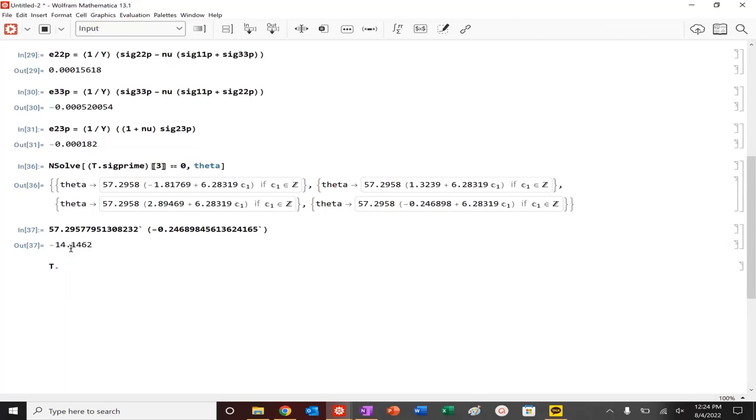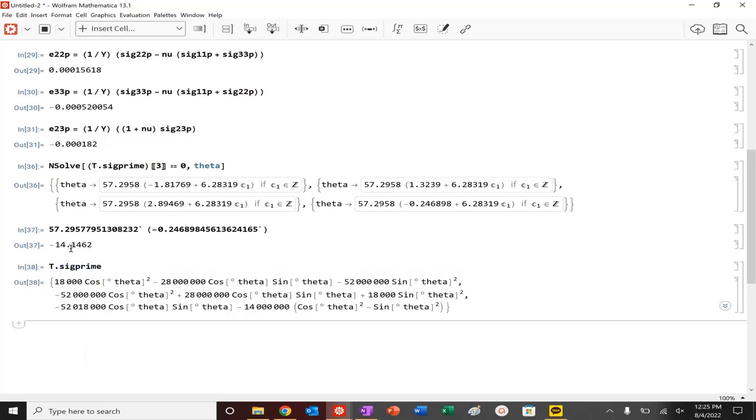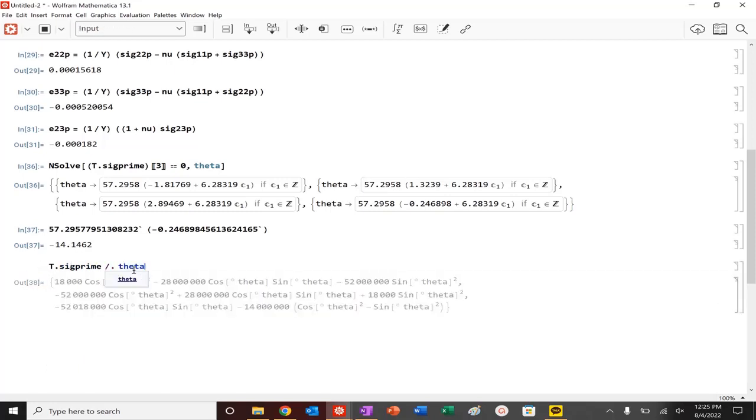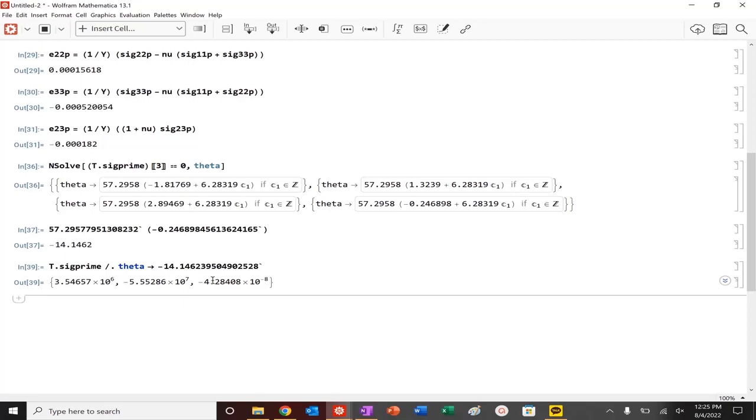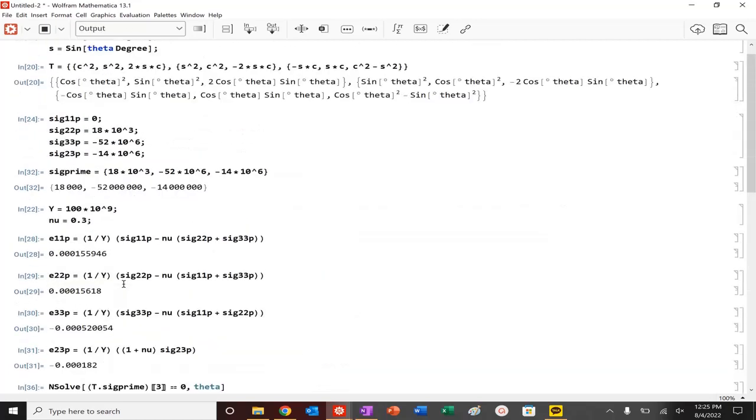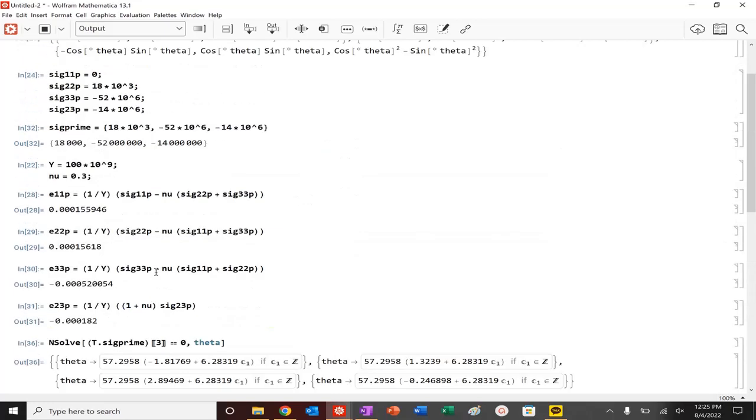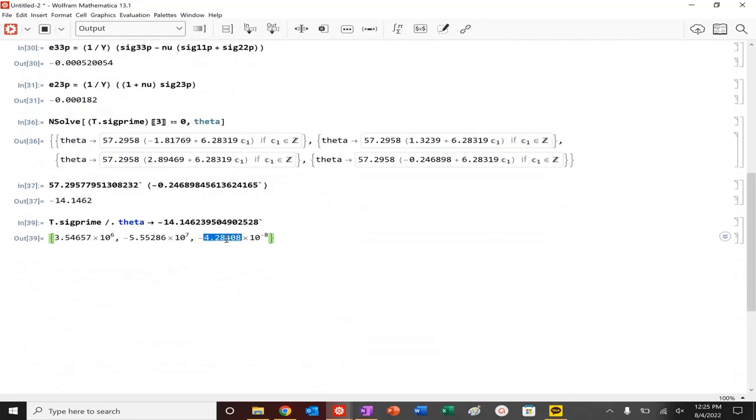So what would be the value then? So I would do T dot sig prime here, and then I do slash dot theta goes to this value right here. And at least in the 2, 3 plane, you see here this is my new stress, different values than what we've had previously, as you can confirm there. And then you see this is effectively 0.